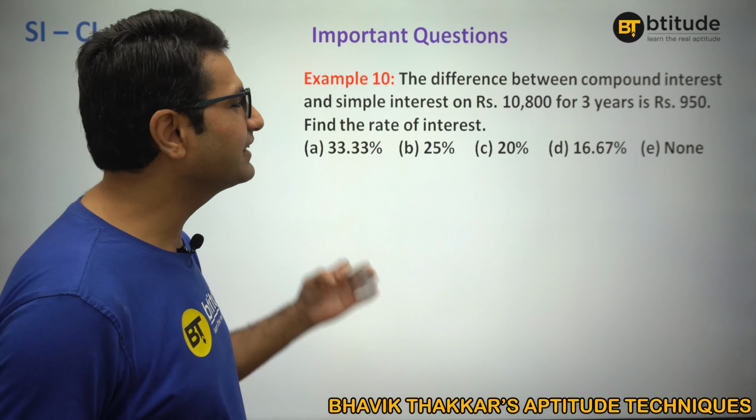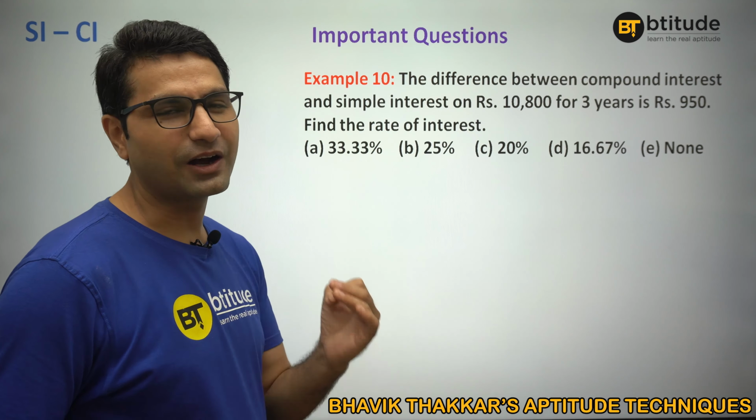Then let's have the next question, again you can figure it out on your own first. The difference between compound interest and simple interest for 3 years is given as this. Find the rate of interest. Now, this is a very interesting question.